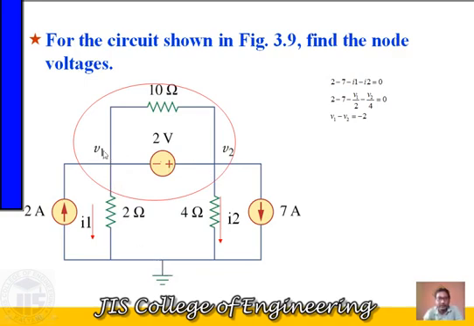One node is over here, another node is over here, and another node is over here. If we consider this one as a reference node, and this node 1 and this node 2, node 1 having voltage V1 and node 2 having voltage V2, these two nodes are directly connected by this voltage source, with a parallel resistance of 10 ohm.